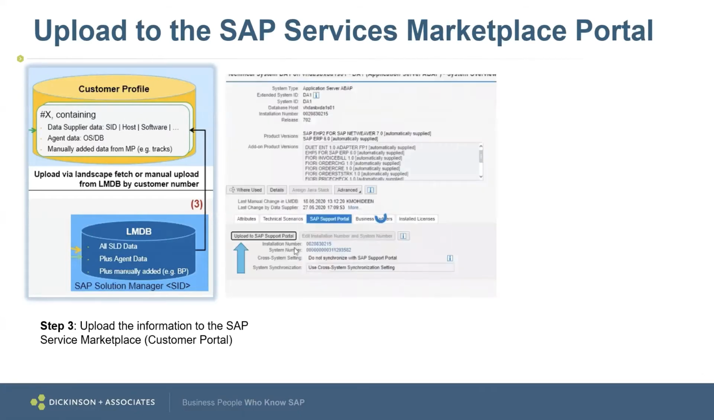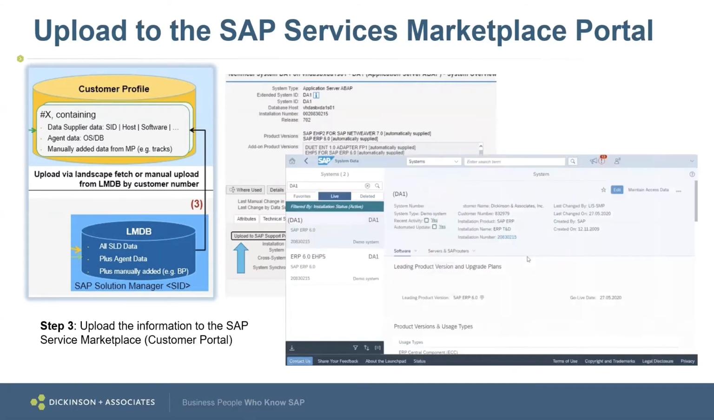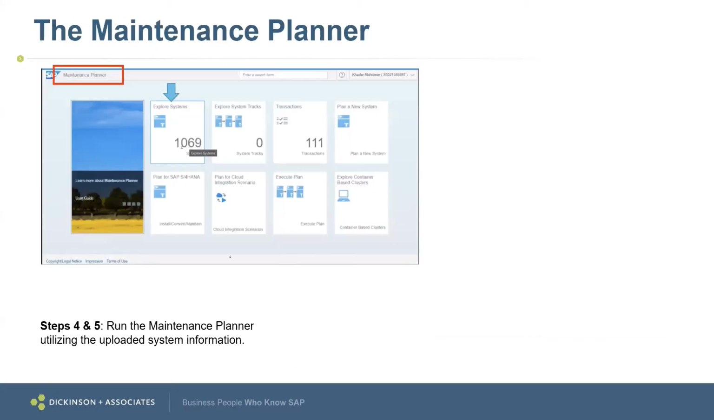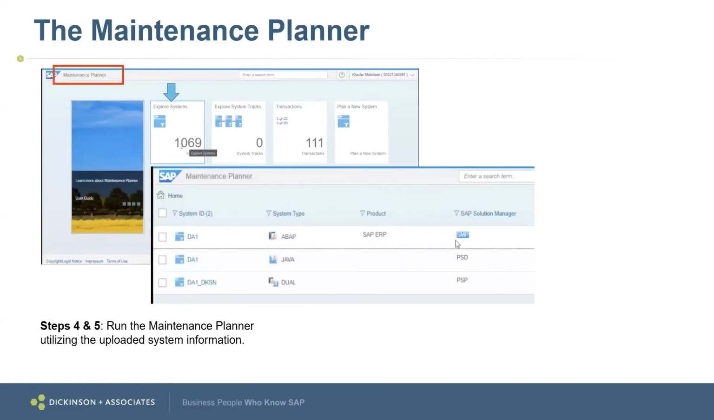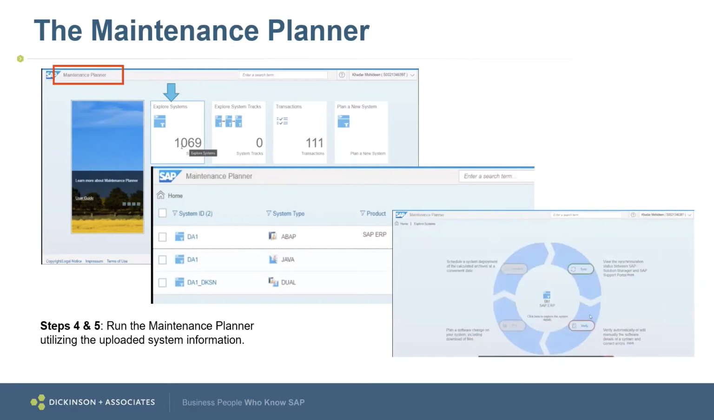So going to the customer portal within Solution Manager, there's a button in that transaction that is to upload it to the portal. It will upload it, and then within the customer portal for your customer number, you'll be able to see that that analysis has been uploaded and is ready to be analyzed. And then ultimately, the maintenance planner will do an analysis of that system. So here we're seeing an ABAP ERP system that's been uploaded. And it will do a guided procedure that walks you through the analysis.